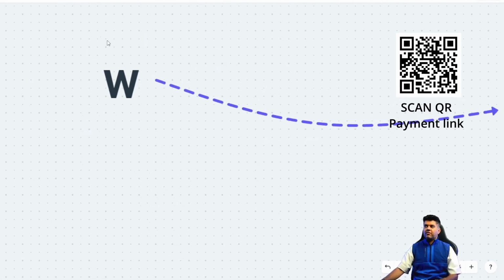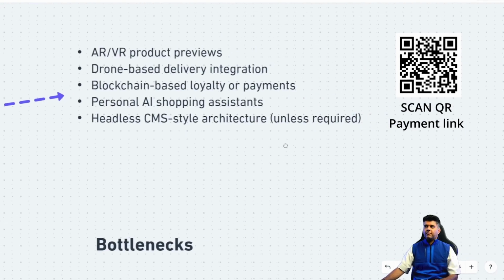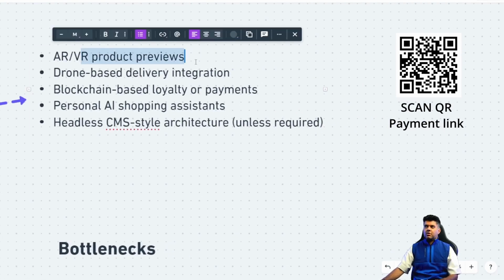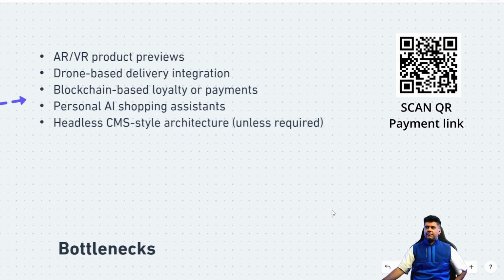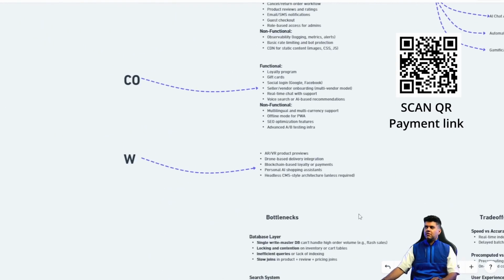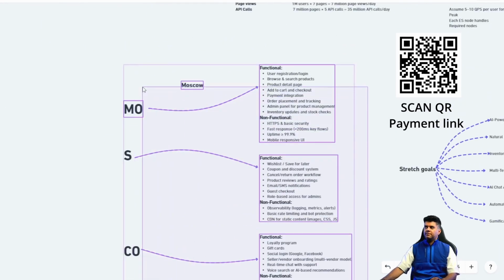And then I have my won't-have, things that I'm not going to have, which is my AR, VR product previews. These days, a lot of e-commerce platforms have AR and VR product preview. You can test out a sunglass on your face when you switch on the camera. So I don't think we need that. Drone-based delivery integration, definitely don't need that. Blockchain-based loyalty payments, definitely don't need that. Personal AI shopping assistant, we don't need that now. Headless CMS style infra, okay, we don't need any of these. So this is what I won't have, at least in the beginning.